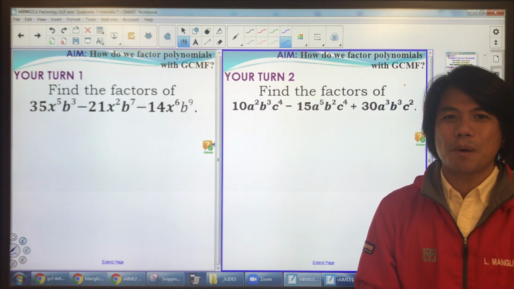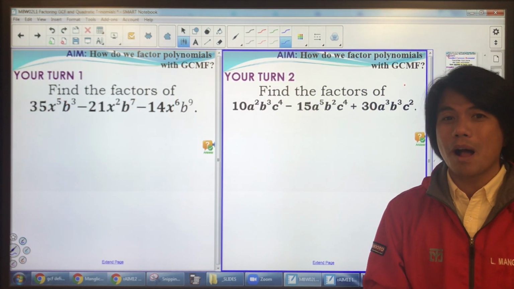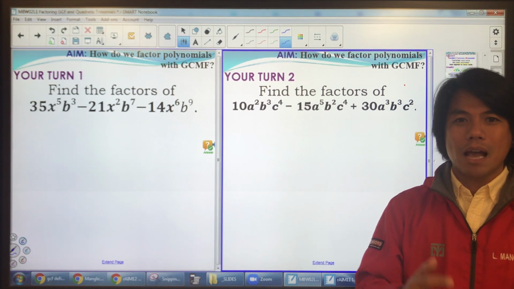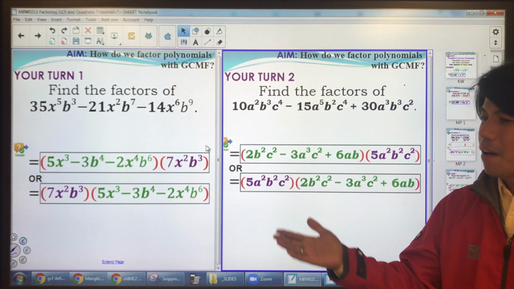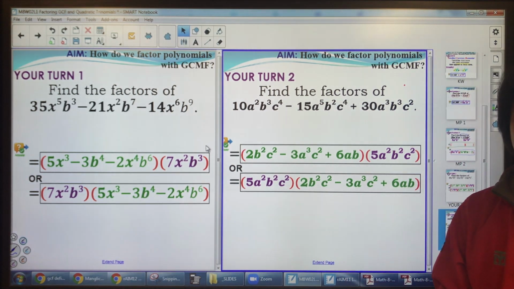Now it's your turn to practice. Be sure to pause your video while you're doing them and come back once you're done so that you can check your answers. There you have it. I hope you got them both correct.